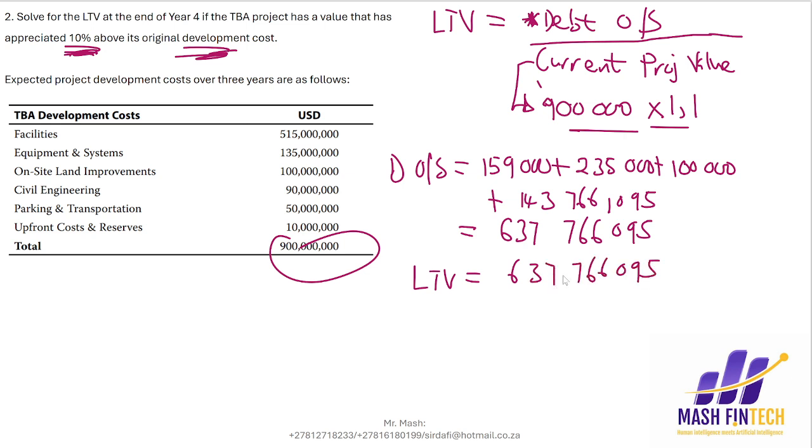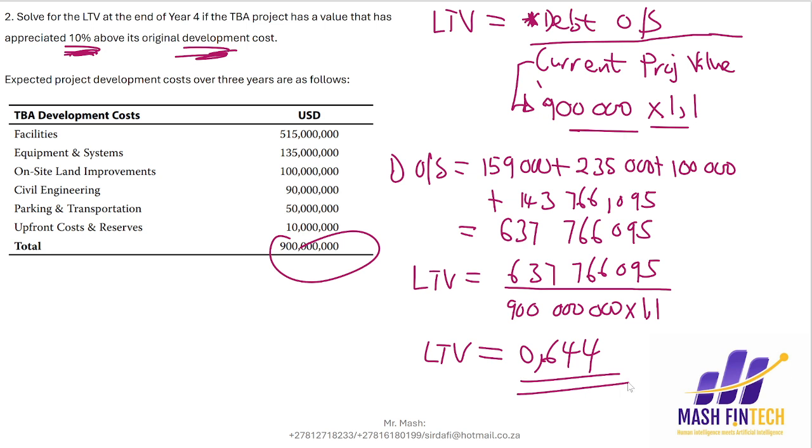637,766.095, and then you divide this by the current project value, which is 900 million, multiplied by an appreciation of 1.1, and then once you solve this, the loan to value, you must get 0.644. Okay, I hope you managed to do that. Let's move to the next one.